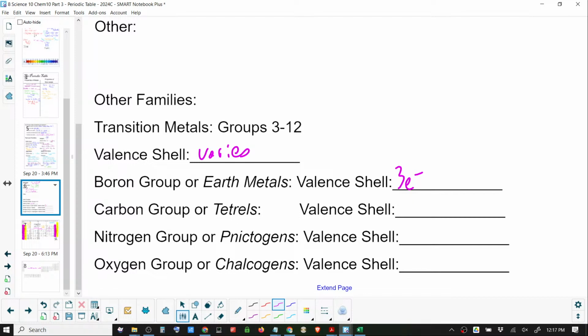Carbon group, or tetrels, how many electrons in its valence shell? 4. And the nitrogen group, or pnictogens, how many in its valence shell? And the oxygen group? 6. Which gives our pattern what kind of charge?